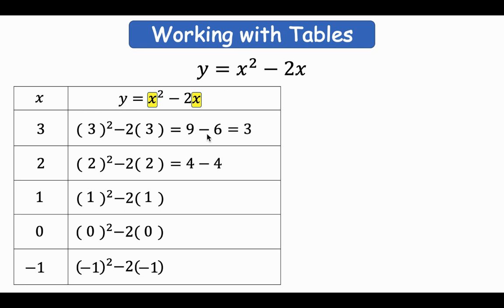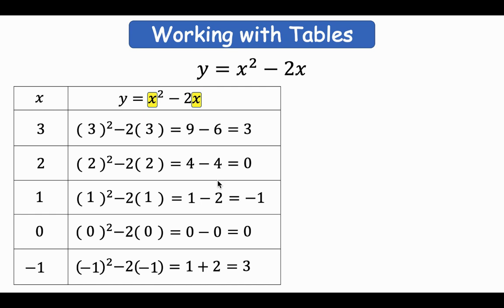Okay. 2 squared is a 4. Minus 4 is 0. 1 squared is 1. 2 times negative 2 times 1 is a negative 2. So 1 minus 1 minus 2 is negative 1. 0 squared is 0. 2 times 0 is 0. So 0 minus 0. And then negative 1 squared is 1. Negative 2 times negative 1 is a positive 2. So you should get 1 plus 2 and get a 3.